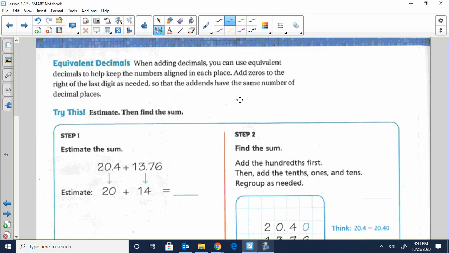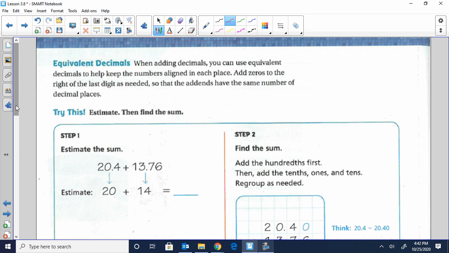On the second page, equivalent decimals. When adding decimals, you can use equivalent decimals to help keep the numbers aligned in each place. Remember that you can add zeros to the right of the last digit as needed, so that the addends have the same number of decimal places. What that's saying here, guys, is just remember you can add as many zeros to the back of your number behind the decimal, and that answer will always still be the same.